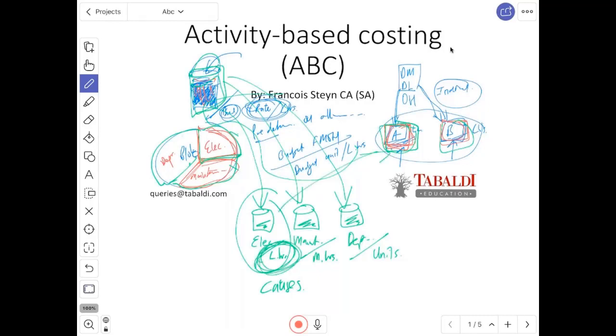Maintenance, let's say machine B used 80% of the machine hours. So now 80% of the maintenance cost will be allocated to B and only 20% to A. So this will be much more accurate. The product that caused the cost to be incurred, that caused the cost to go up, will absorb that specific cost. So that's activity-based costing.